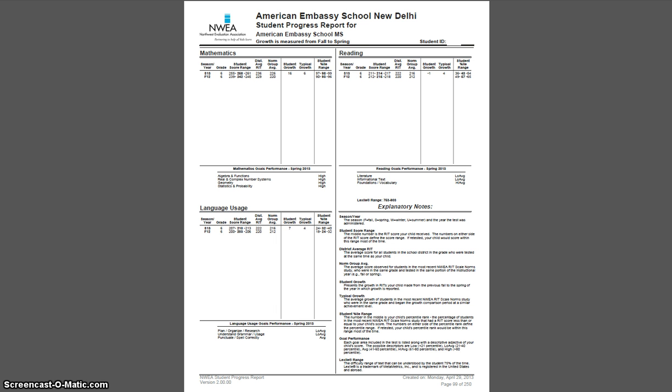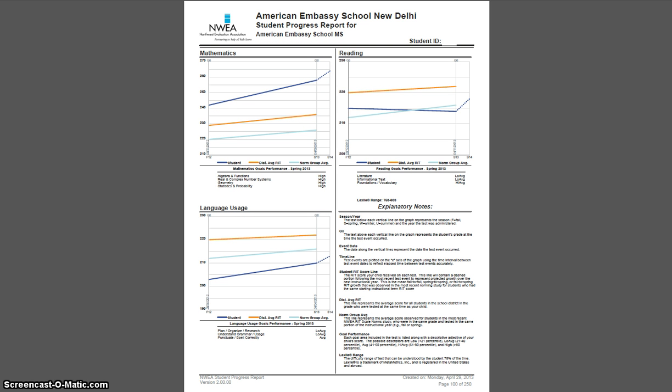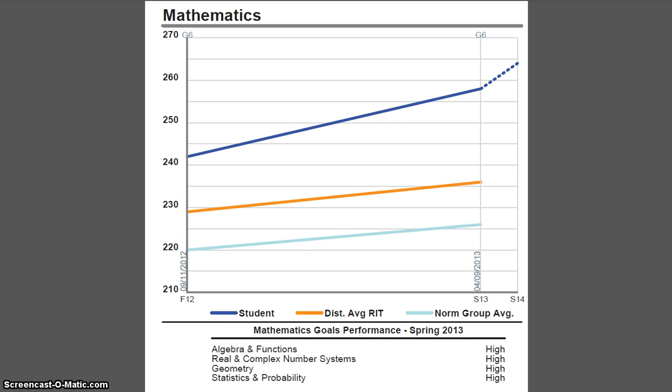The focus of this video is on the second page, which is graphical. The second page is divided into 4 sections: the top left for mathematics, the top right for reading, the bottom left for language usage, and the bottom right for explanatory notes where terms and phrases used in the report are explained. If your child has tested in a domain on more than one occasion, there will be graphs containing 3 different lines. Let's look at the math section.